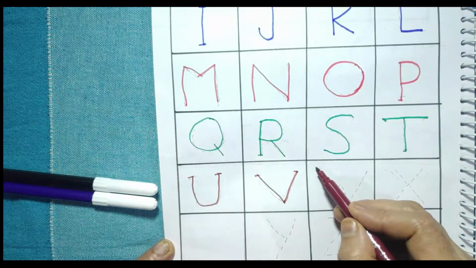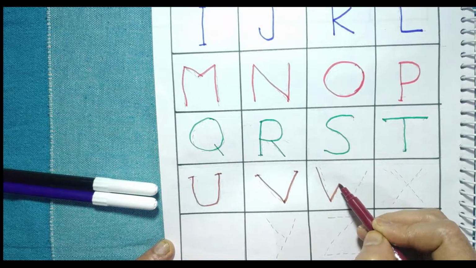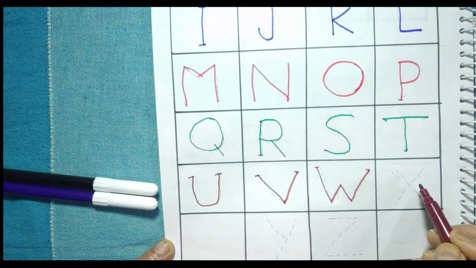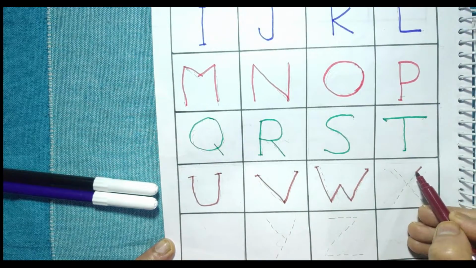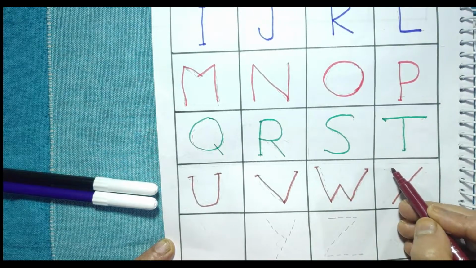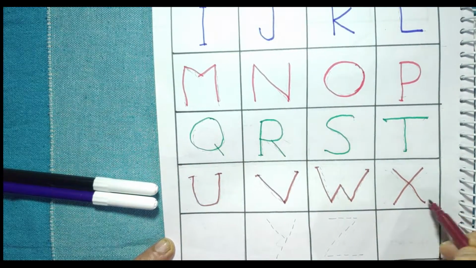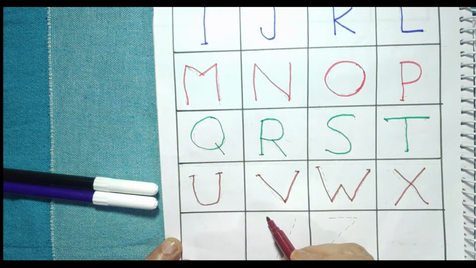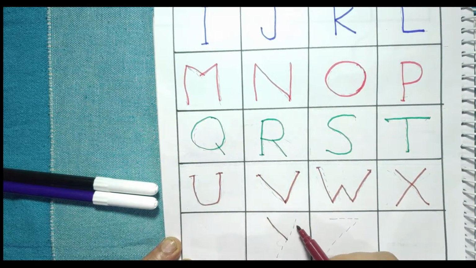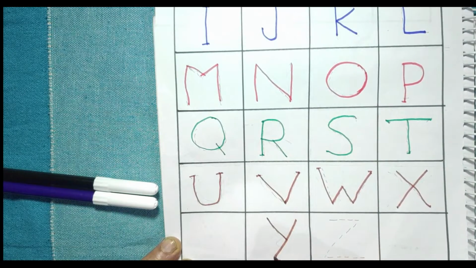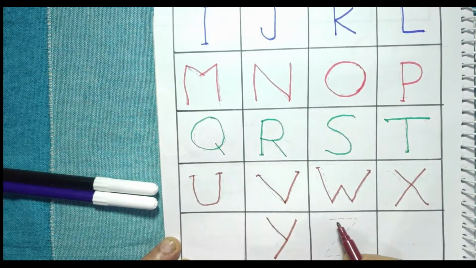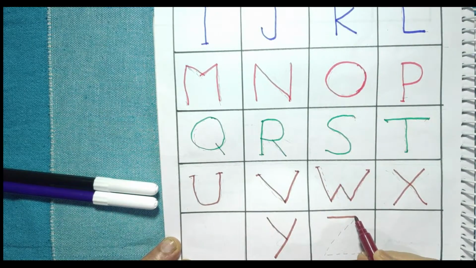W for well. A for apple, A for ant. B for bat, B for ball. Y for yak. C for cat, C for cup. Z for zebra. D for dog.